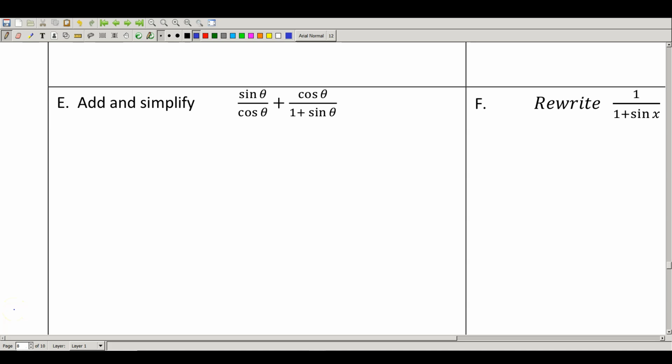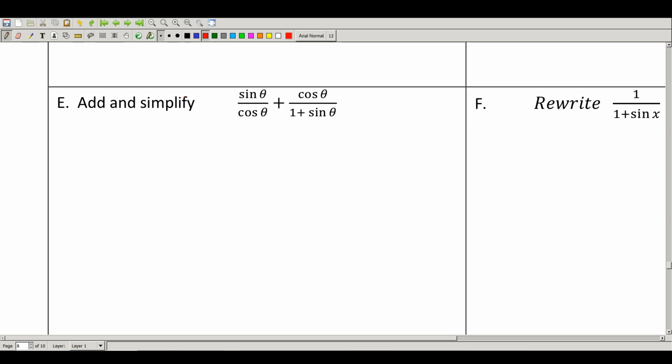All right, another practice problem for you. We did one of these in our notes, or very close to it. Practice: we're going to add and simplify. Here's the problem I want you to write down and give a try: sine theta over cosine theta plus cosine over 1 plus sine theta.